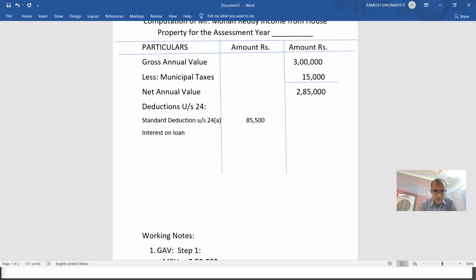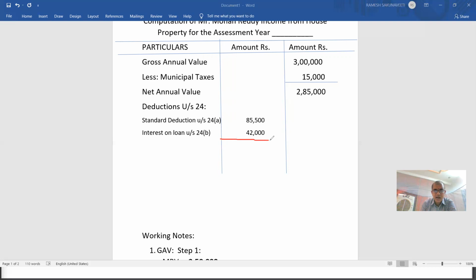Okay. That you also have to mention under section 24, subsection B. You have to mention like this. What is the amount given as interest on loan? 42,000, if you read the problem. So like this, you have to deduct.